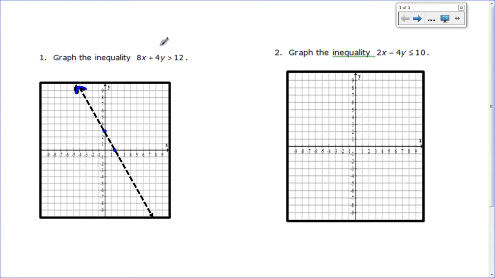We looked at it here and we just said that this was greater than and we shaded above. It worked out all right for number 1, but on number 2 it didn't, and I'm going to tell you why.